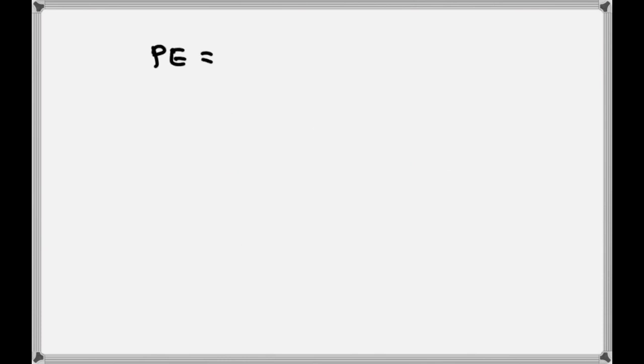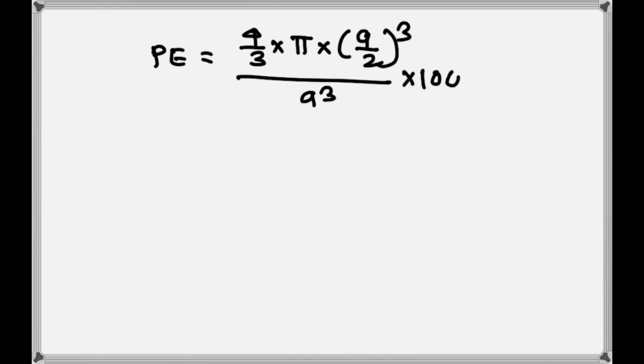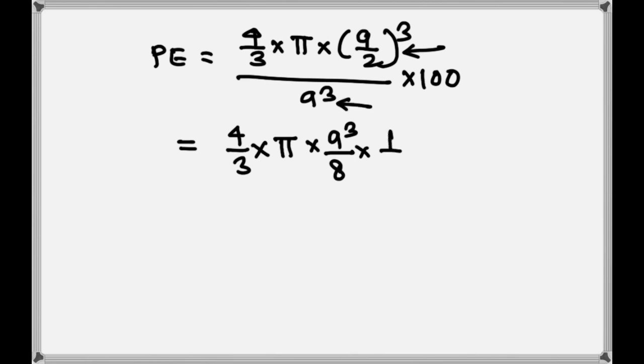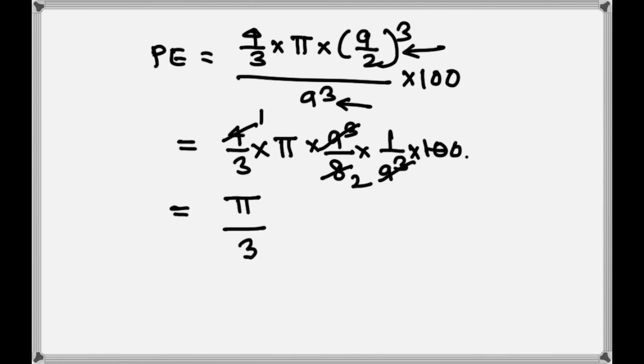So packing efficiency is equal to 4/3 into pi r cube, and instead of r cube, now we'll write a/2 cube, divided by a cube, into 100. So it is 4/3 into pi into a cube divided by 2 into 2 into 2, that is 8, into 1/a cube, into 100. So cancel some terms: this a cube is cancelled, 4 ones are 4, 3 twos are 6... so it becomes pi divided by 6, into 100.